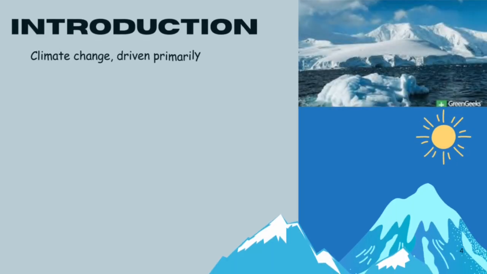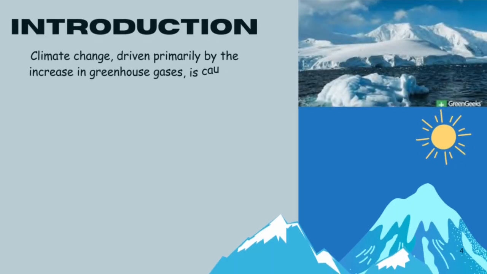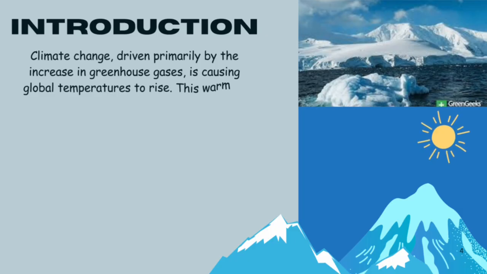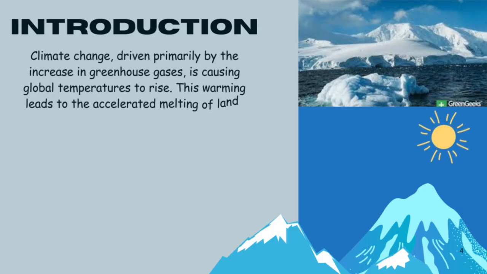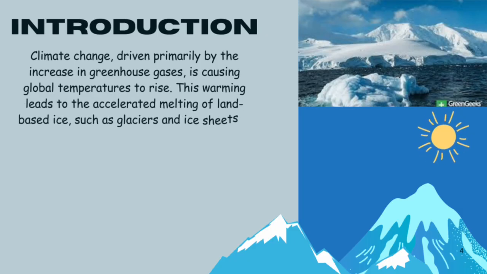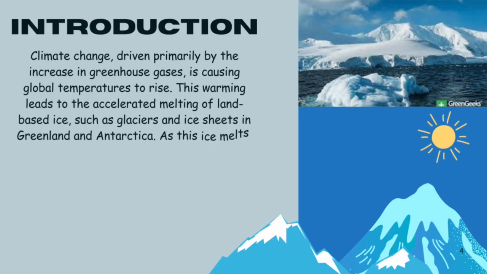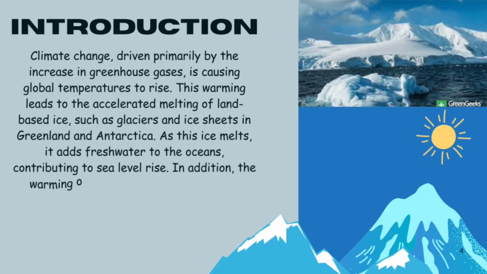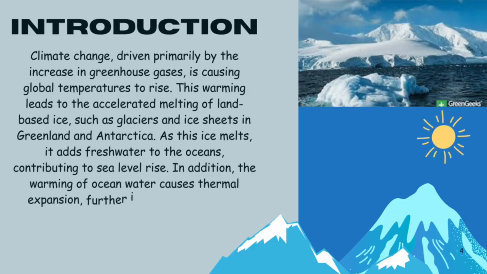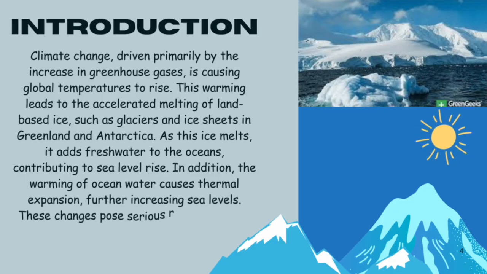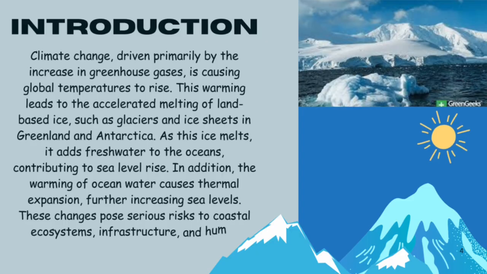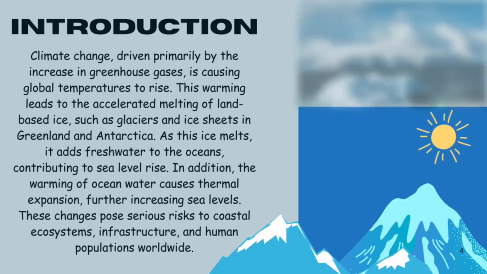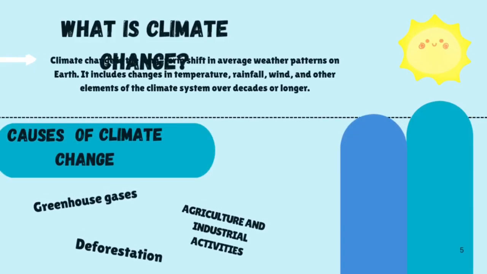So let me introduce you to our topic. Basically, climate change is driven primarily by the increase in the greenhouse effect, which causes the temperature to increase. This increase in temperature will cause land-based ice such as glaciers and ice sheets to melt rapidly. The melting of land-based ice will increase the amount of seawater, which can eventually affect the human population, worldwide infrastructure, and our ecosystem.